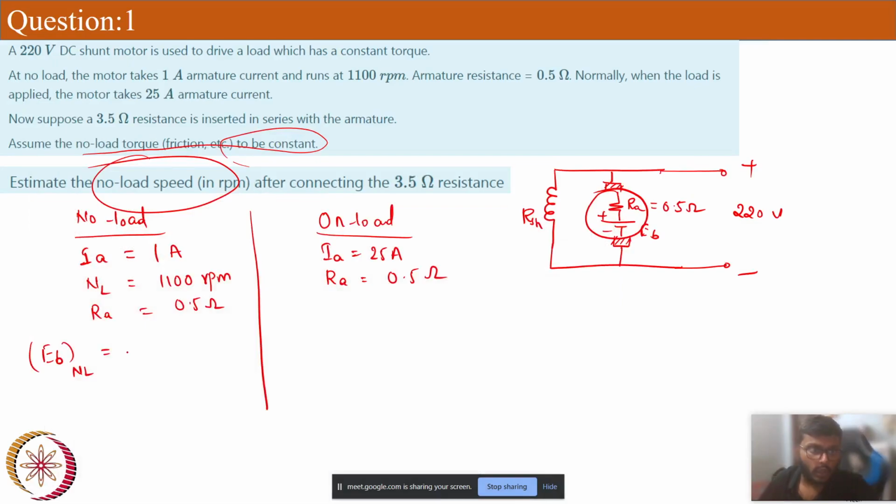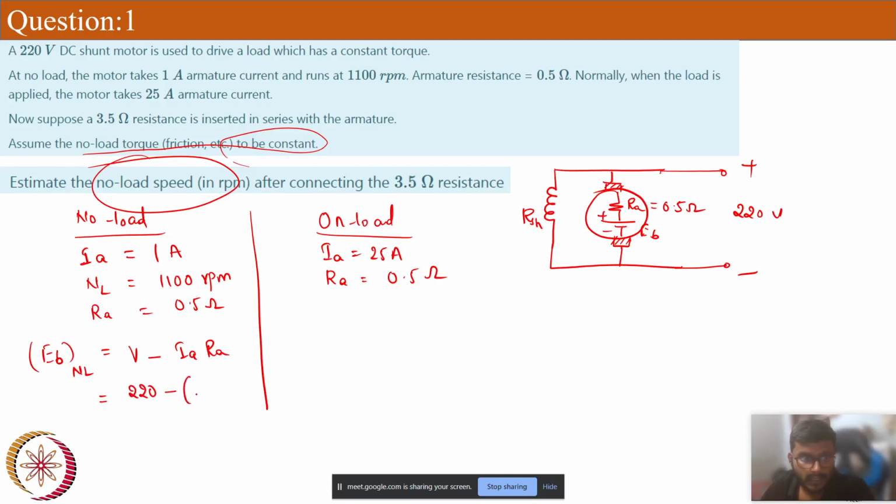Yeah, so the equation for motor equation is EMF induced is equals to terminal voltage or the voltage across the armature. This is same because it's a shunt motor. V minus armature current into armature resistance. Now what is the voltage? We know it is 220 volts minus IA RA.